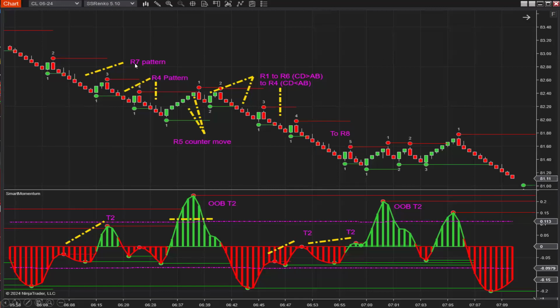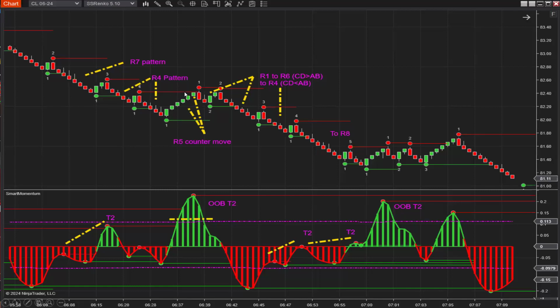We were talking about these different bar pattern classifications. So R7 right there, R1 right there, R1, 2, 3, 4 right there, and another R4 following it. I go R1, 2, 3, 4, 5 in the counter move against an R4 going down. That means that we took out this edge.